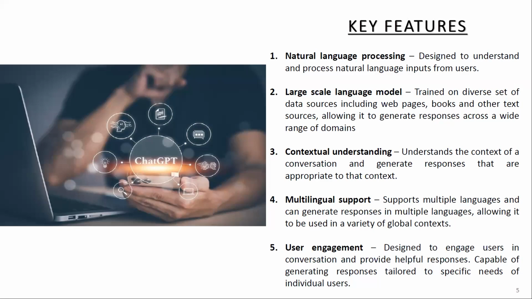Contextual understanding. Now, imagine you're interacting with a system and talking about sports, and then the response you're getting is about something else. That's not in context. ChatGPT understands the context of a conversation and generates responses that are appropriate to that context. So you're not going to be interacting with something that is talking about something else.